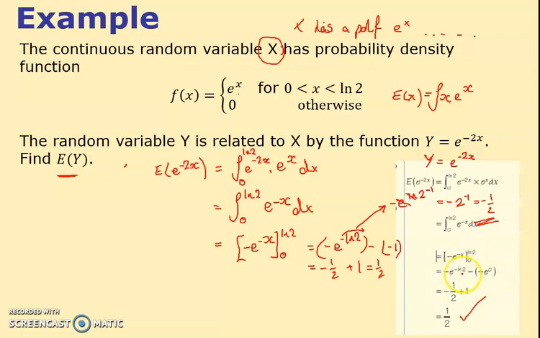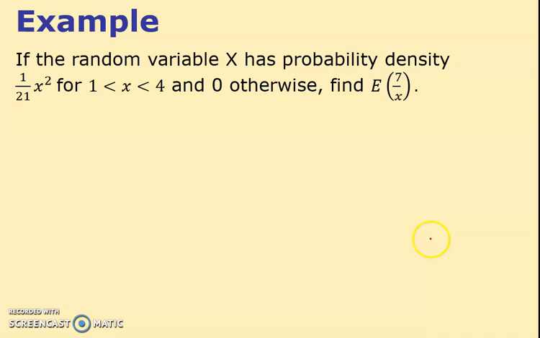No, they don't. On their answer, they even explain it better than I did. I think this is the proper answer. So anyway, we've got another example here. It says if the random variable x has probability, well, look at this.